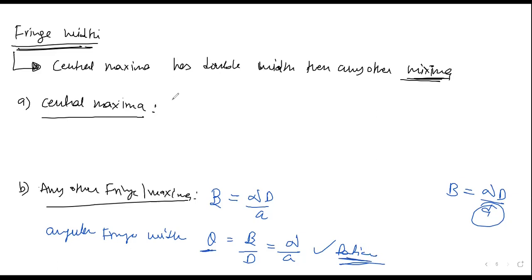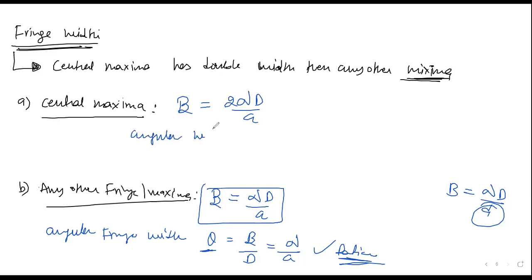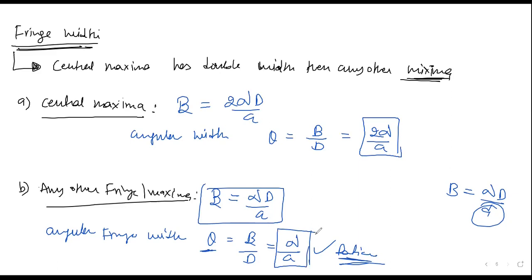Now central maxima has double width. So width of central maxima will be 2 times that of any other fringe, 2 lambda D by a. Look here, I wrote just lambda D by a, here I wrote double. Same way, if you want the angular width of central maxima, theta will be equal to beta by D, or you say 2 lambda by a. So 2 lambda by a is the answer. Here just lambda by a is the answer. So this is important. You have to remember this.